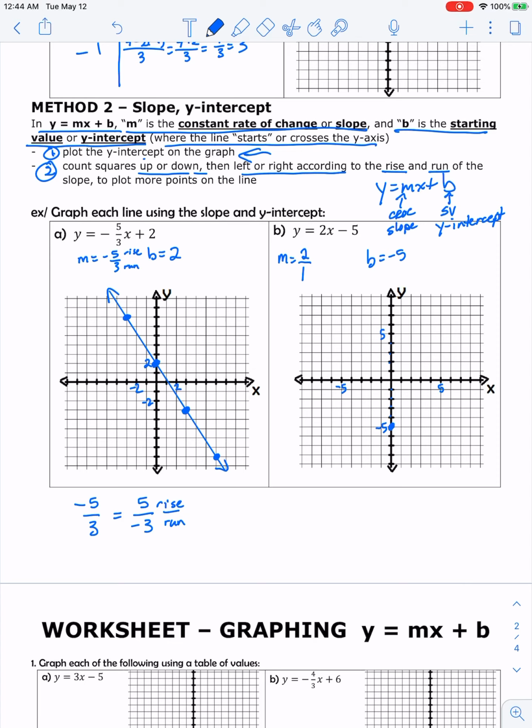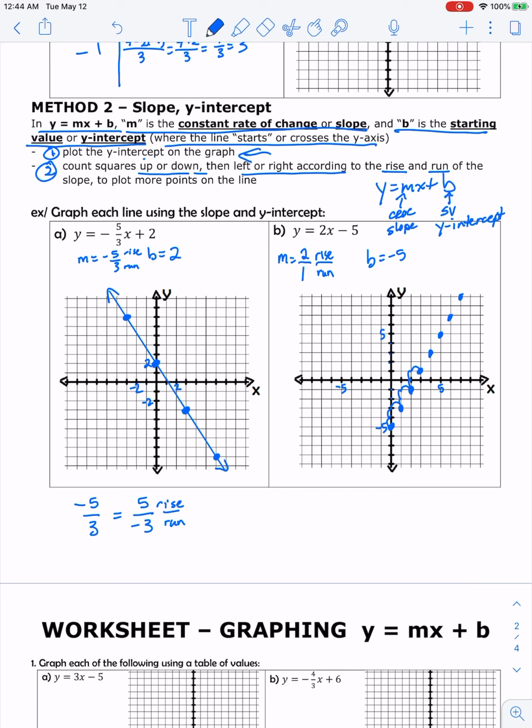Okay, slope is 2 over 1. So you start at the y-intercept, rise 2, so that's up 2, run 1. When we run, a positive run is a run to the right. So I'm going to go up 2, don't draw the loop-de-loops, and over 1, plot a point. Up 2, over 1, plot a point. Up 2, over 1, plot a point, and you can keep doing that. Just keep on going.